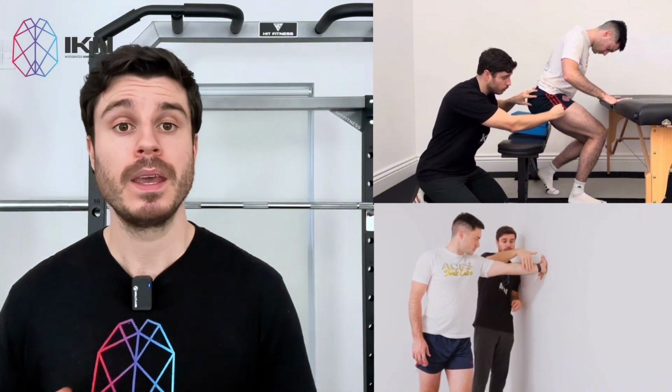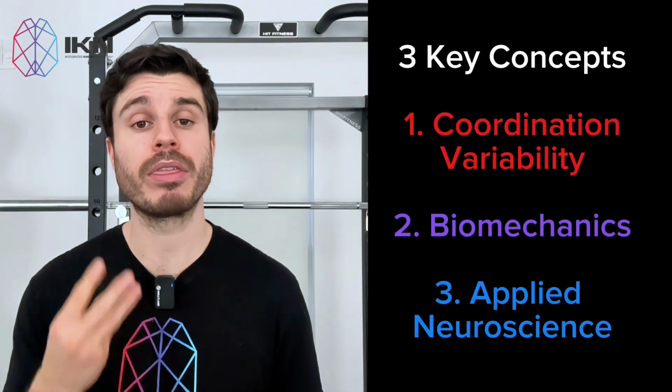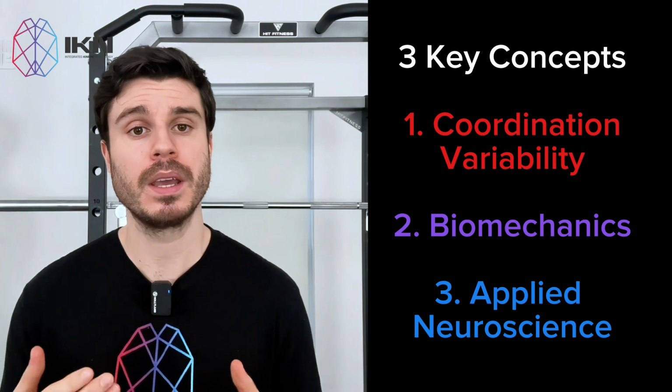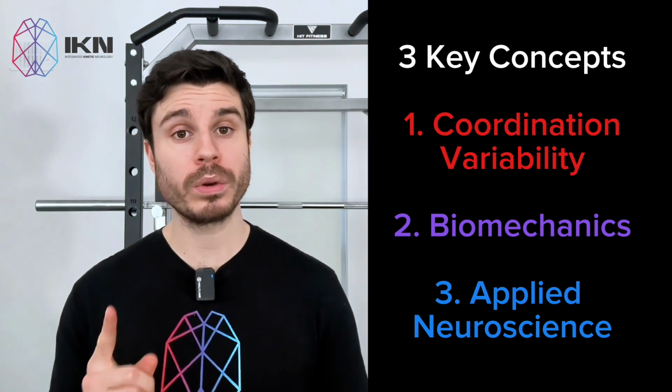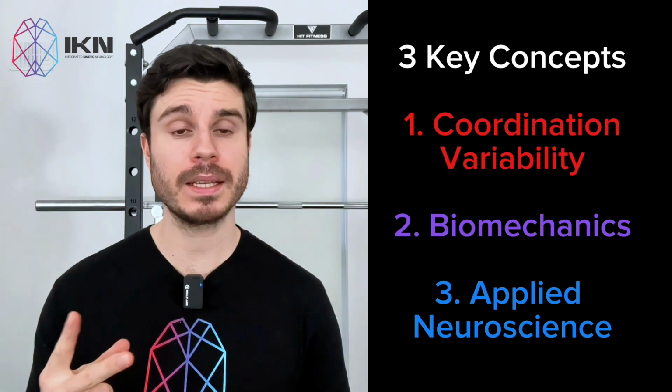Now, within our IKN approach, there are three main models or concepts that we use to filter this information through. These include coordination variability, biomechanics, and applied neuroscience. So let's explore each of these concepts, because this is really what we feel makes our approach different and will directly influence how you go about selecting your treatment, your movement, and your rehabilitation strategies.